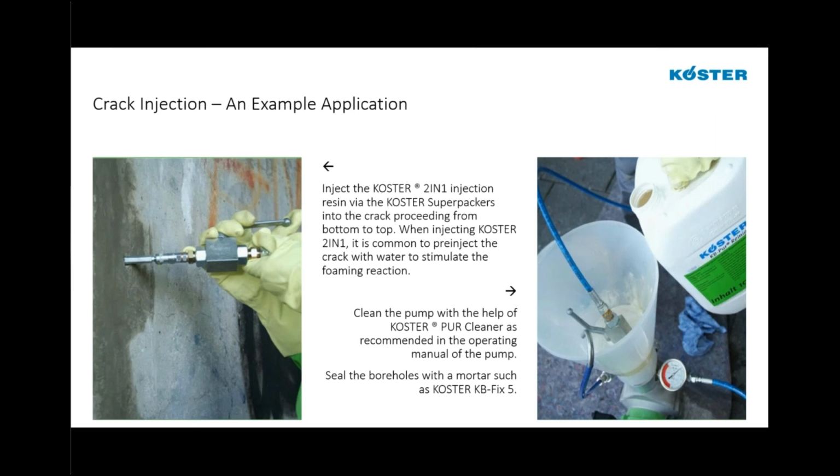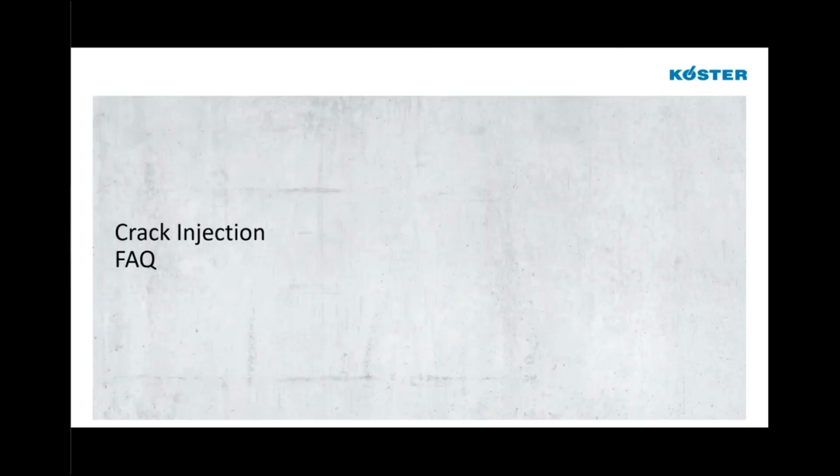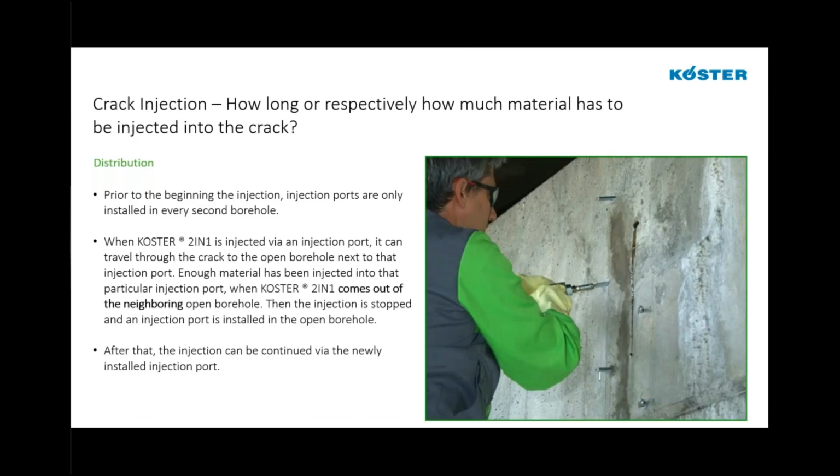Like we discussed, we remove any of the packers and we seal the bore holes with KB Fix 5 or KOSTER repair mortar or similar mortar. And if we are injecting a crack where the surface is not sealed and you do get some foam through that surface, that can be scraped or ground off, taken off with a wire wheel, and the surface can be sealed and brought flush with Repair Mortar Plus or KOSTER KB Fix 5.